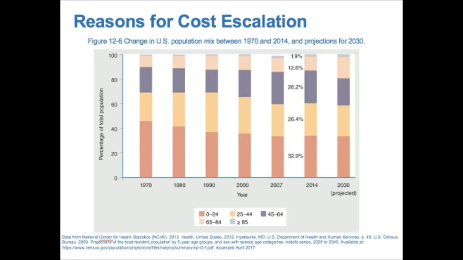Here you can see the change in the U.S. population mix between 1970 and 2014 and the projections for 2030. You'll notice that since 1970, the 0 to 24 age group, which is the dark orange, has declined, and the population over the age of 65 has grown.